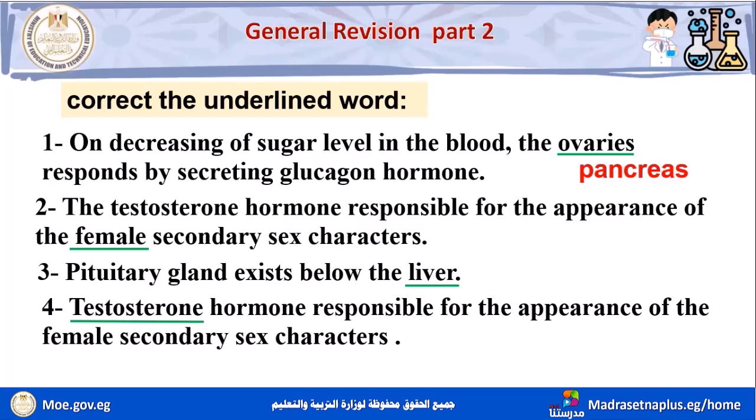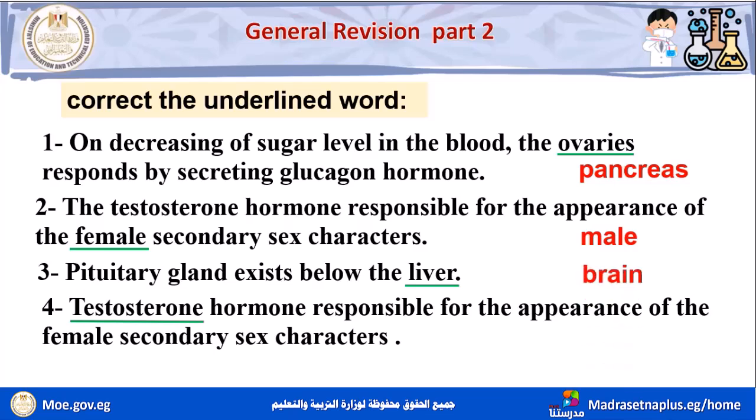Question number 2. The testosterone hormone responsible for the appearance of the female secondary sex characters. The testosterone hormone is responsible for the appearance of the male secondary sex characters. Question number 3. The pituitary gland exists below the liver. Pituitary gland exists below the brain.